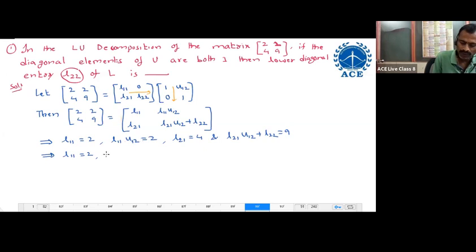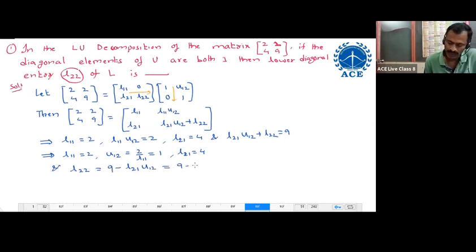Then we write the U12 only. U12 equal to 2 by L11. But L11 is 2, so it is 1. Next, L21 is already known. And we require the L22. L22 equal to 9 minus L21 into U12. This is equal to 9 minus L21. What is L21? 4. 4 into U12 is 1.